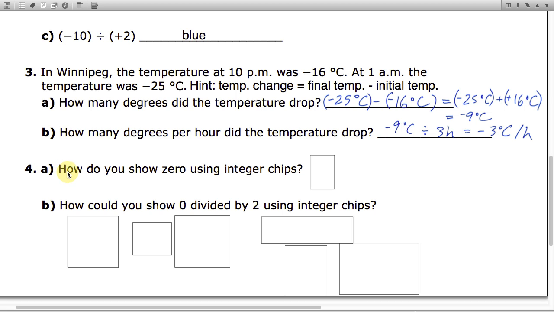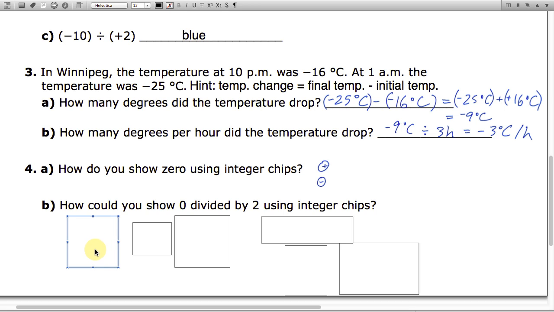So now on to number 4. It says, how do you show 0 using integer chips? Well, that's with a positive and a negative chip. That's a 0 pair. Now it's asking, how could you show 0 divided by 2 using integer chips?